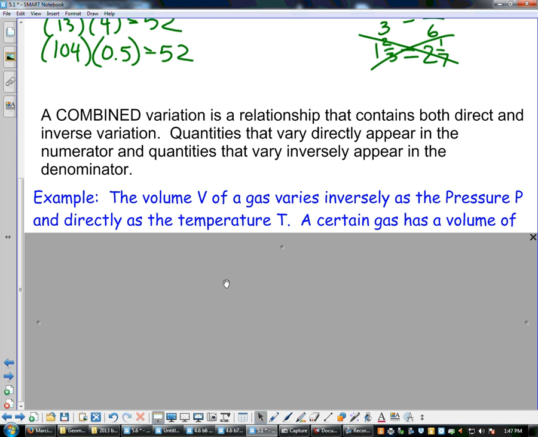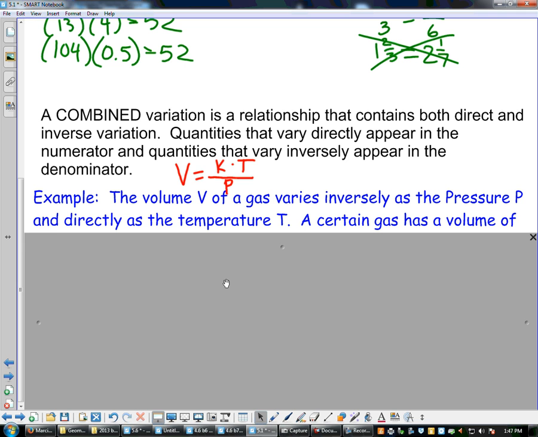The volume V of a gas varies inversely. So we're going to want V equals some constant over something. It varies inversely as the pressure, so I'm going to want pressure in the denominator, but it varies directly as the temperature, so I want temperature in the numerator. So our equation should be V equals some constant K times T divided by P.